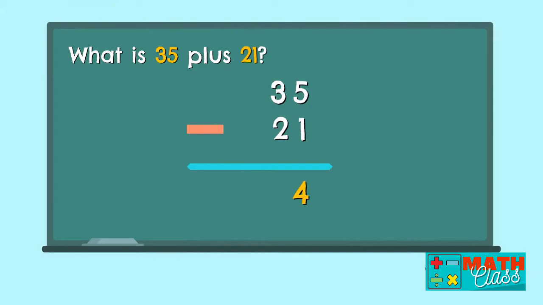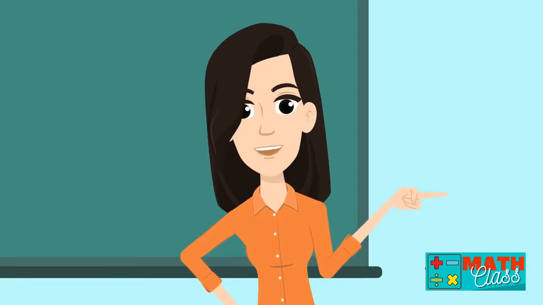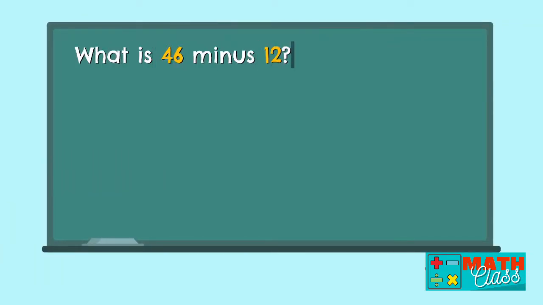Next is 3 minus 2. What's the answer? Very good. It's 1. This time, we will place it below number 2. So, 35 minus 21 is 14. Very good, kids! Now, let's try 46 minus 12.